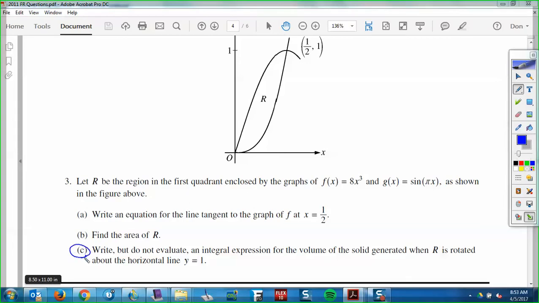Now, it says do not evaluate. You guys can evaluate it. I think that's because it was a no calculator one that year. Actually, it was probably a calculator one, but I think they didn't care. If you could set it up, they know you could type it in the calculator. But go ahead and calculate it.